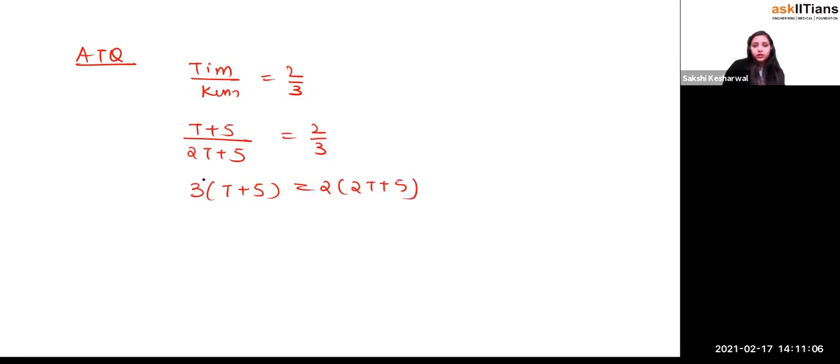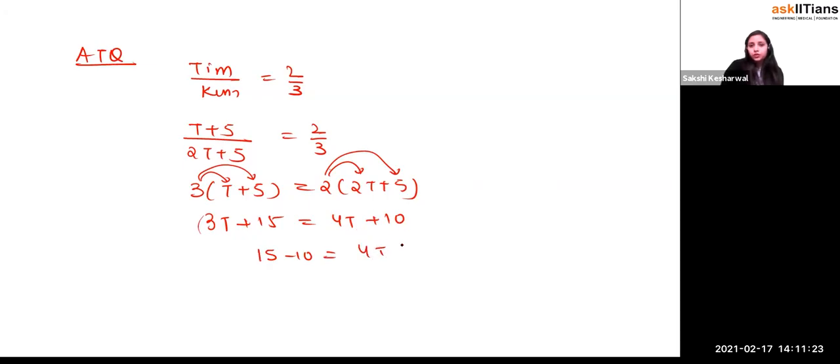So this is equal to what? Again, you are just going to multiply. So it is 3T. Again, you multiply, this is plus 15. Right, you again multiply, this is equal to 4T, and this again you multiply, this is equal to plus 10. Now do the transposition. So 15 minus 10, and 4T is on the positive side, so it will become negative, so 4T minus 3T. So 5 is equal to T.